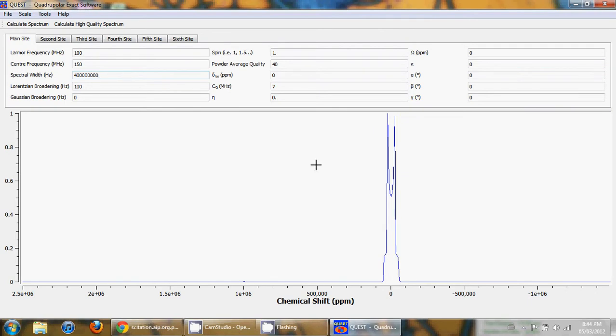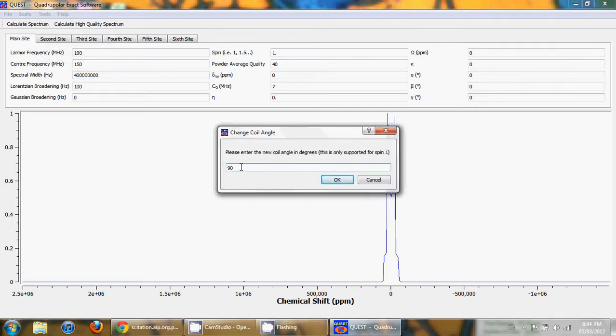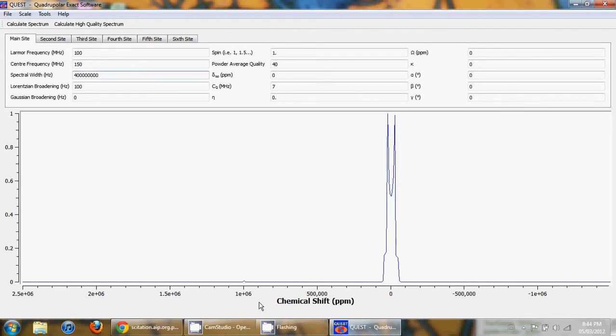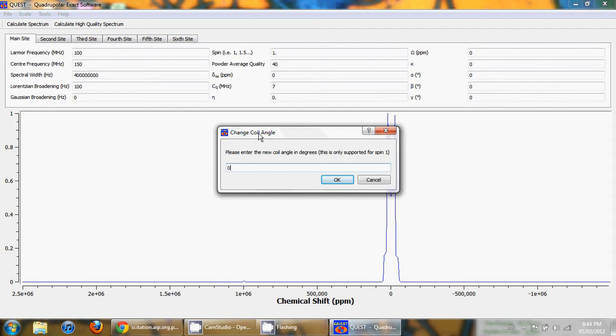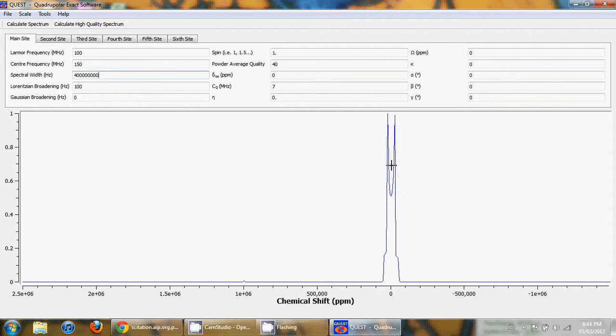So this is the full NMR spectrum where we see the single quantum transitions here. And the little bump here, I don't know if you can see it, is the overtone transition. And if you change the coil angle, for example, to 40 degrees, you'll see that the relative intensity of the overtone goes up a bit relative to the single quantum transitions. And if the coil angle is at 0 degrees, then these single quantum transitions are severely reduced, but not completely reduced to 0. And then the overtone transitions are significantly more intense.